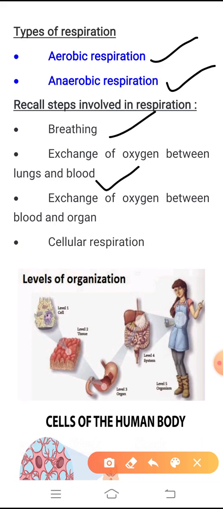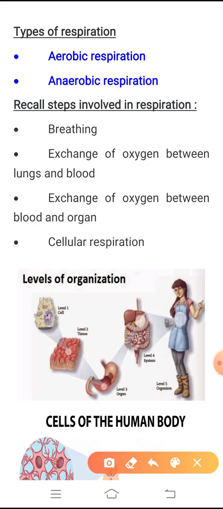Second, exchange of oxygen between the lungs and the blood. The third step is exchange of oxygen between the blood and the organ. And the final step is cellular respiration. Okay, so these are the 4 major steps involved under respiration.